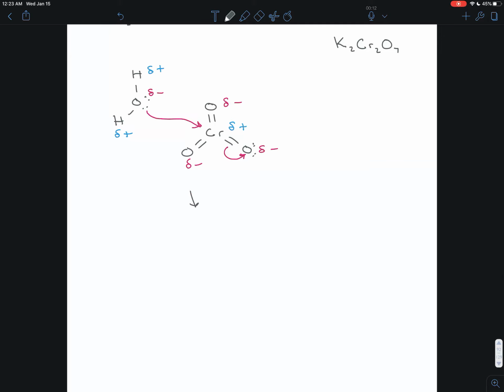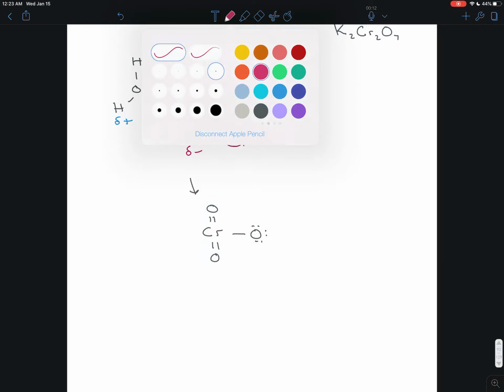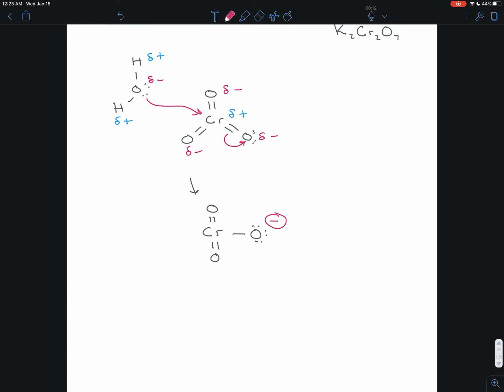So we still have that one chromium. We still have 2 double bonds to oxygen intact. On the right side, we'll have a bond to an oxygen, but just one. The second one broke and became a third lone pair on this oxygen. If oxygen has 3 lone pairs and one bond, it has a full negative charge. On the opposite side, the chromium is going to bond to the oxygen from the water. That oxygen still has the 2 hydrogens on it.